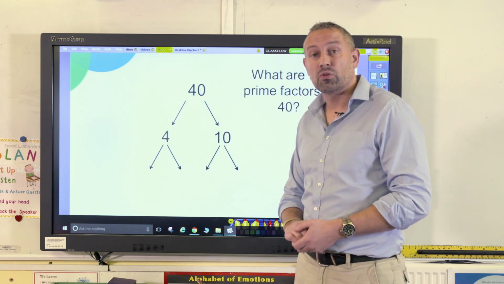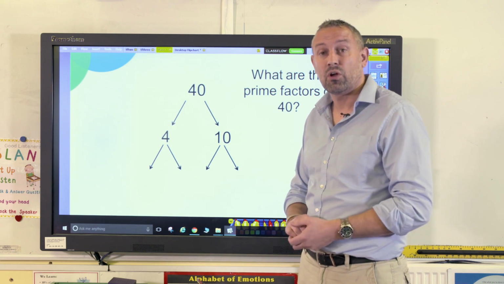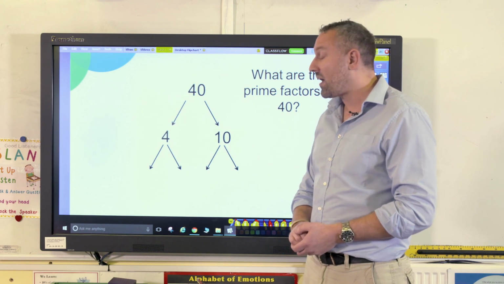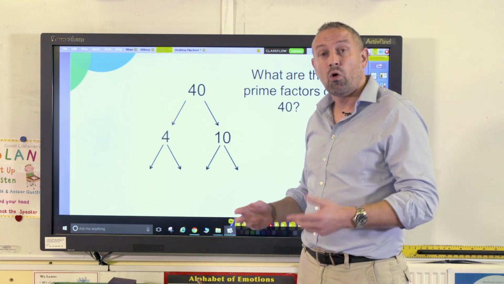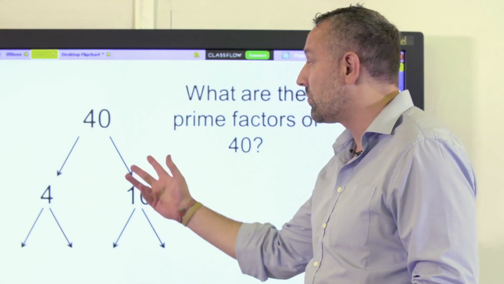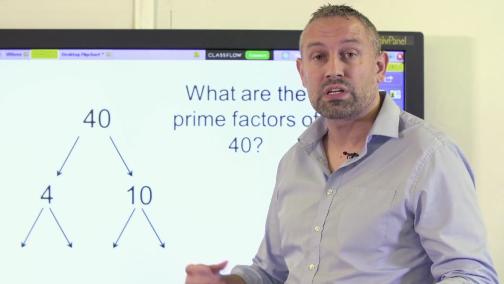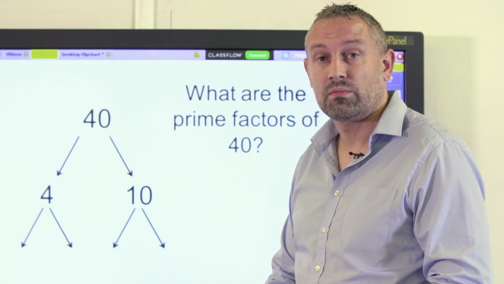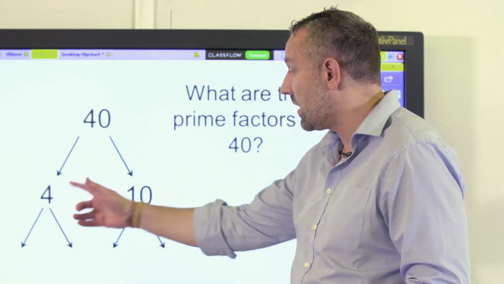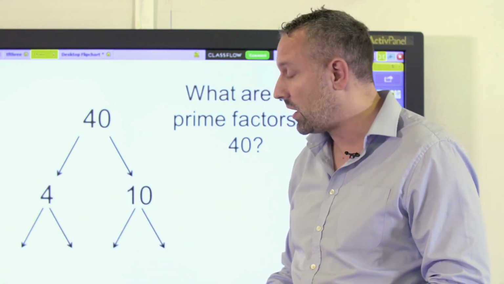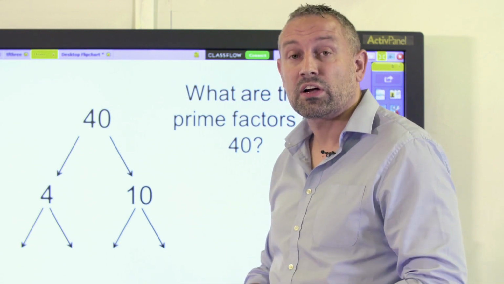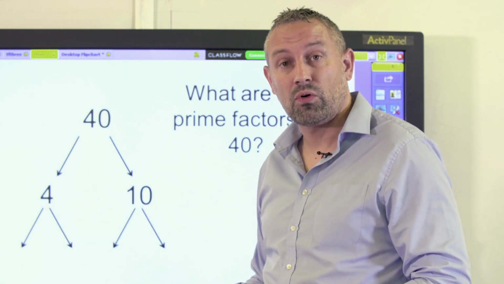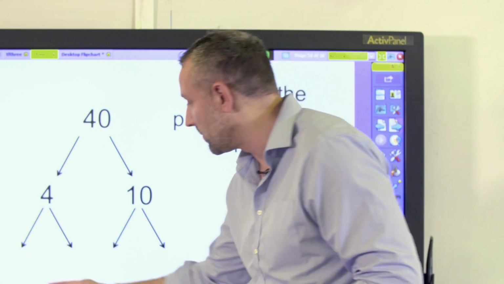If we look at the number 40, which is an even number and therefore not prime, this is a composite number. We can use a factor tree to try and find out what all the prime factors are. So we could find the factors of 40. 1 times 40, 2 times 20. I've taken 4 times 10. Both of these numbers here are composite and not prime, so we have to extract factors from them again. So to make 4, we could have 1 times 4 or 2 times 2.